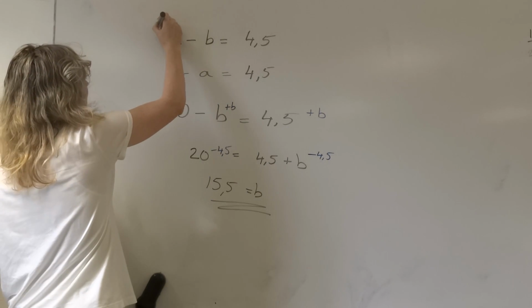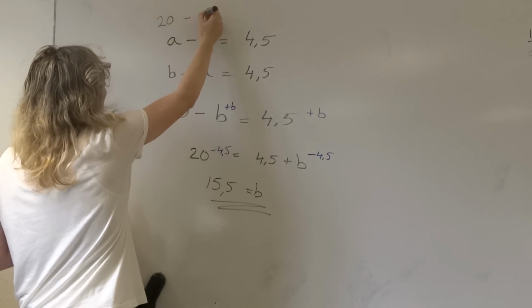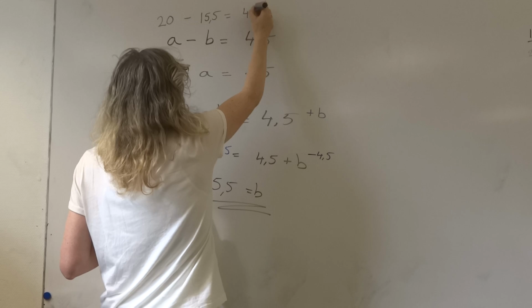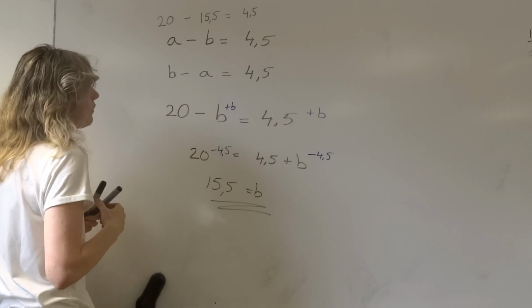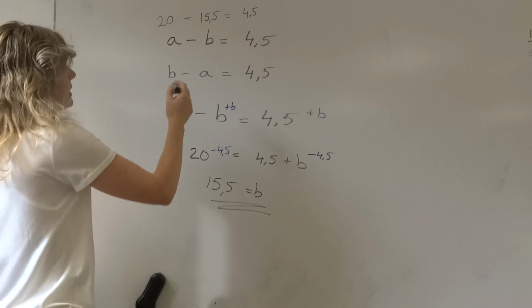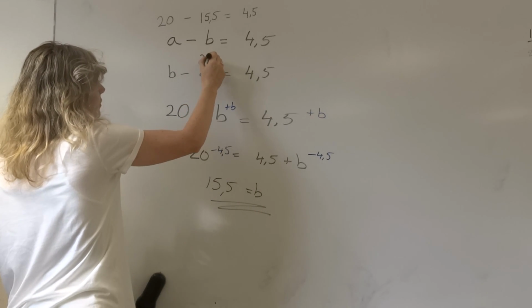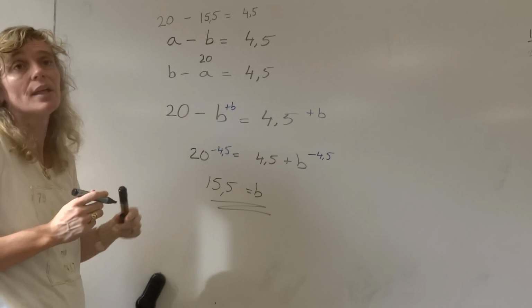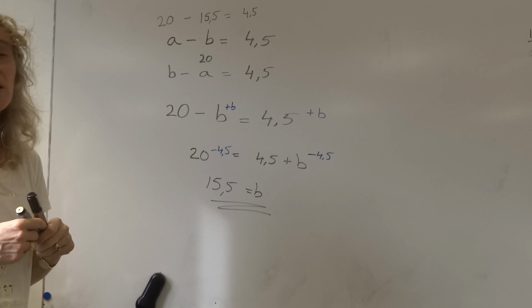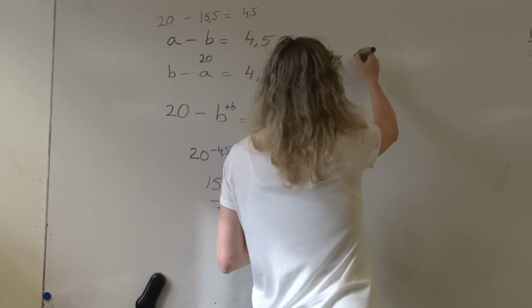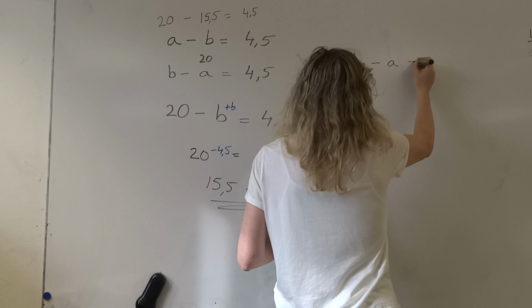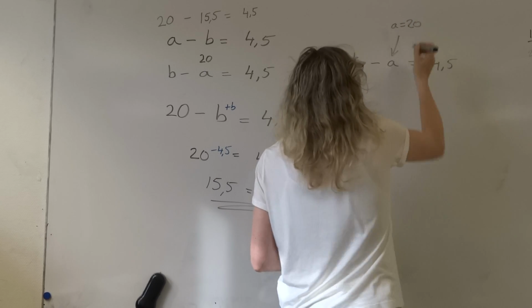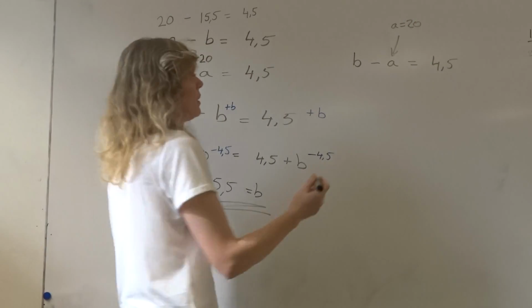So if the larger number here, 20 minus 15.5 does equal 4.5. But what if our 20 had been the second number here? How would we have got 4.5 if we had a as 20? So if we've got the number b minus a equals 4.5, but we know now that a equals 20 because it's told us that one of our numbers equals 20.